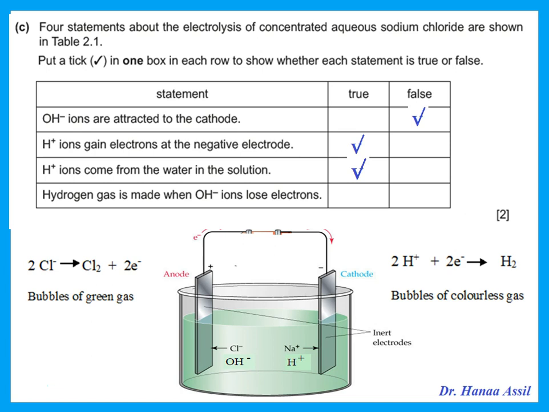Hydrogen gas is made when OH− ions lose electrons. Remember, hydrogen gas is made when what? When H+ ions gain electrons. So that statement is false.